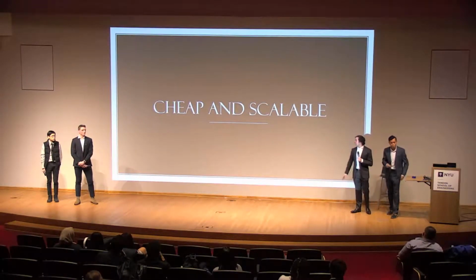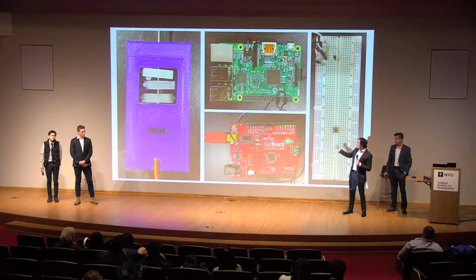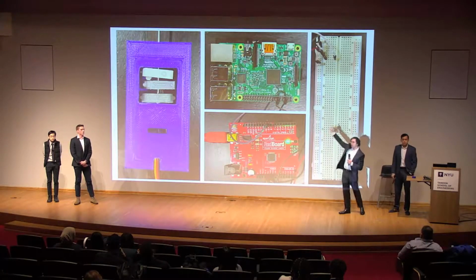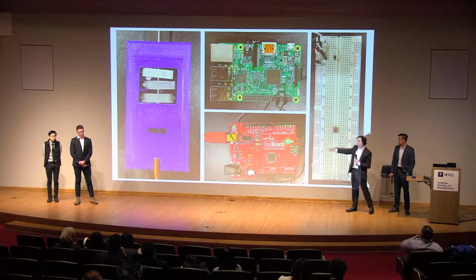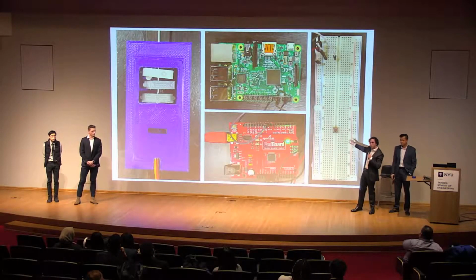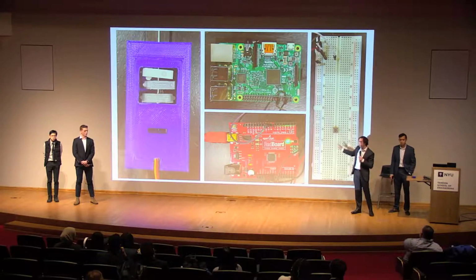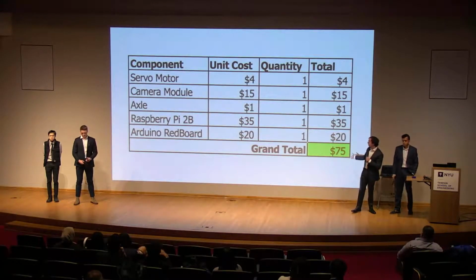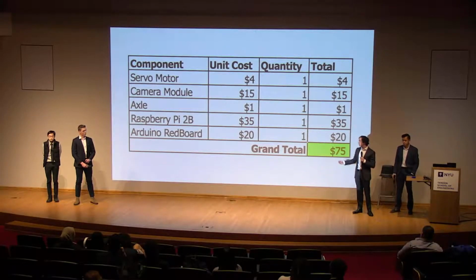Okay, so when we say cheap and scalable, what we mean is there's only really 4 components. There's the Braille wheel with the servo, the Raspberry Pi, the Arduino, and a breadboard, which we need right now for the prototype, but as we move on, we're going to phase it out. And then to make one of these, it's only $75, so it's cheap.